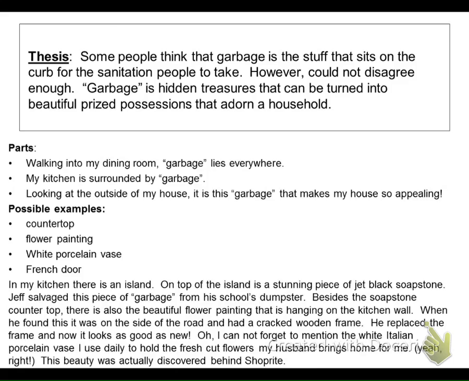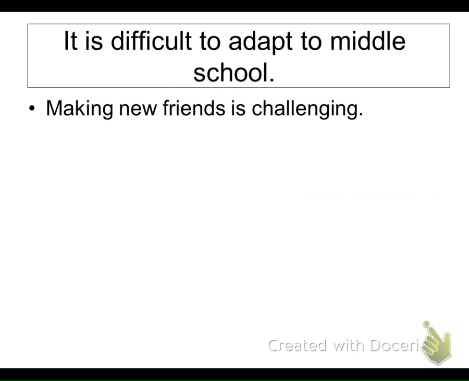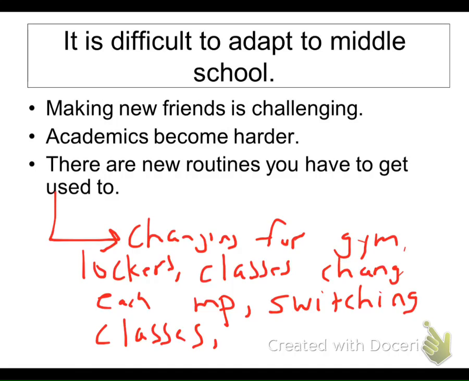So what we're going to do is we're going to try this together. So let's say we have, once again, this whole thesis: it's difficult to adapt to middle school. So our 3 reasons were making new friends is challenging, academics become harder, and there are new routines you have to get used to. So think right now, which of these could we provide examples for? Not necessarily a mini story, but a list of examples to kind of prove it. So talk it over in your groups right now.